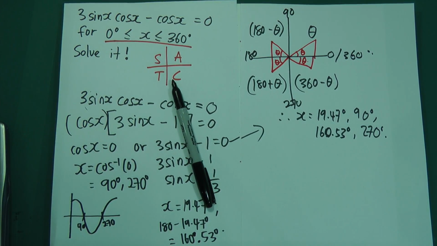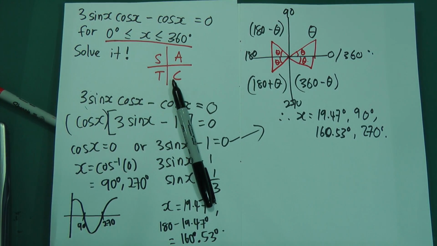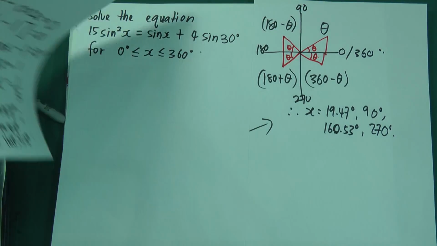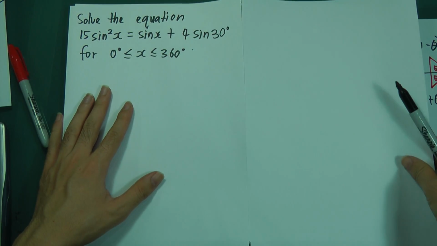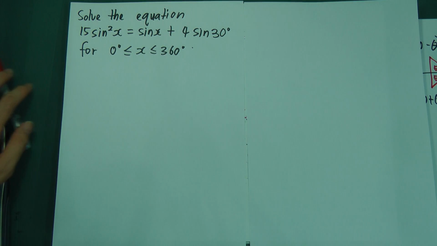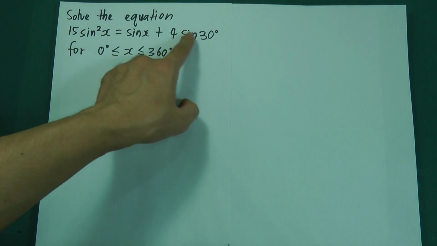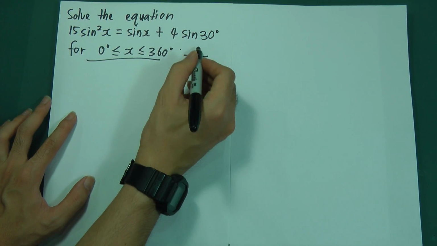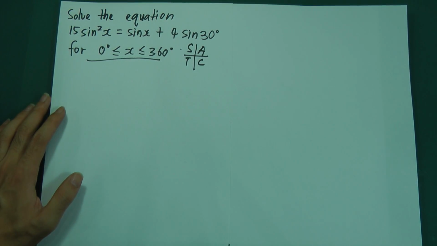Okay, so in this video I'm not going to explain too much on that, so I just teach you how to solve the question. So let's have a look at the second question. The second question asks you to solve the equation, for 90 to 360. So I know this one includes 4 quadrants: all, sine, tangent, cos, positive.